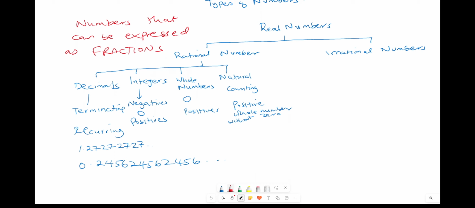So 2/7 is a rational number. 0.3 is a rational number. Why? Because 0.3 is actually a fraction called 3/10. So 0.3 is a rational number. How about 7? 7 is a rational number.